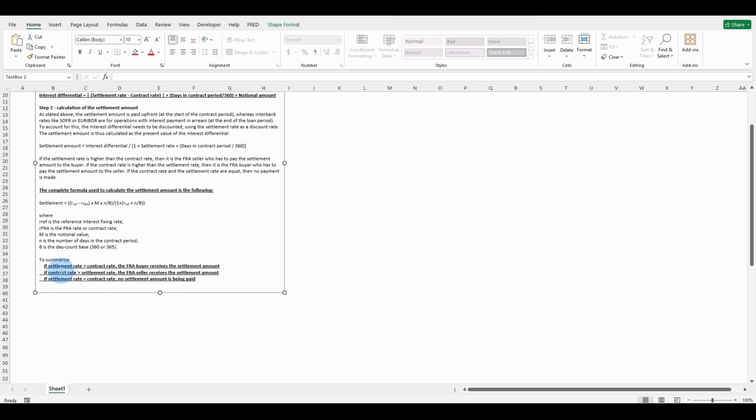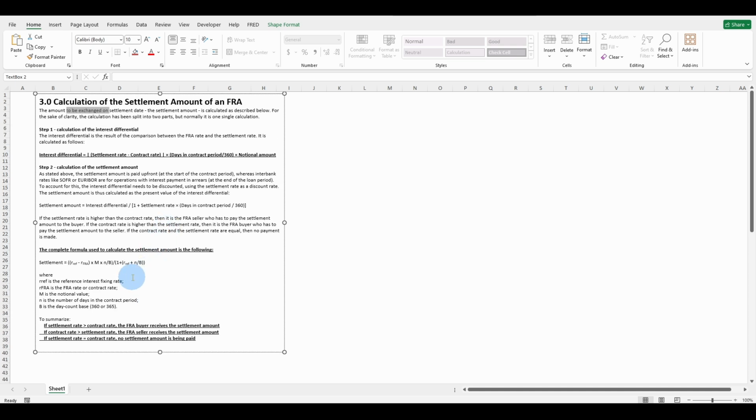To summarize, if settlement rate is greater than the contract rate, the FRA buyer receives the settlement amount. If contract rate is greater than the settlement rate, the FRA seller receives the settlement amount. If settlement rate is equal to contract rate, no settlement amount is paid.